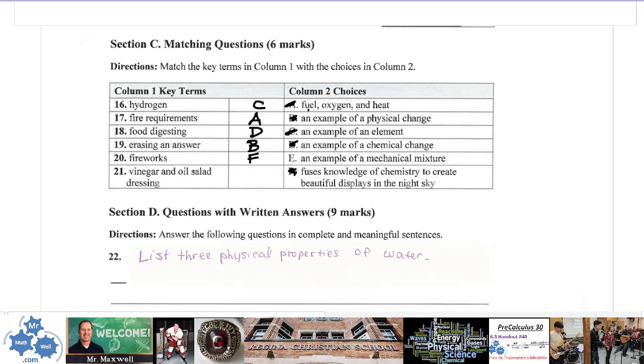And obviously, vinegar and oil salad dressing is an example of a mechanical mixture. Yes, it is separable. You can separate those things. They look different, and there we go. CADBFE is your solution there.